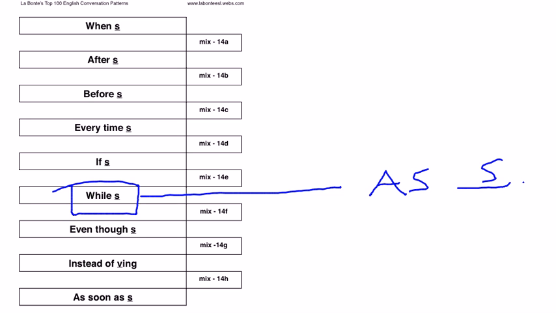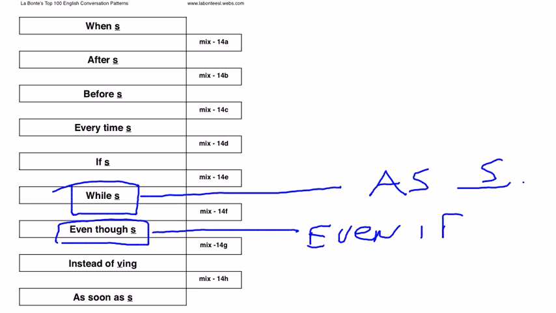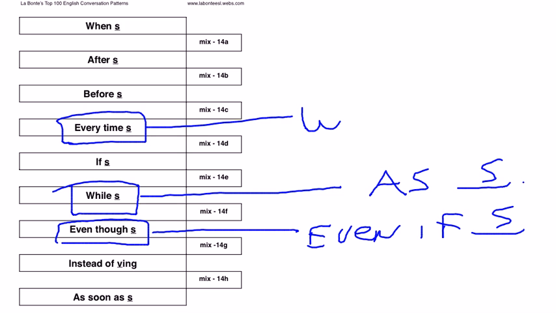So even though, as I said before, even if is identical. Every time I, whenever in a sentence are identical. These are variations of these commonly used patterns you find on the left.